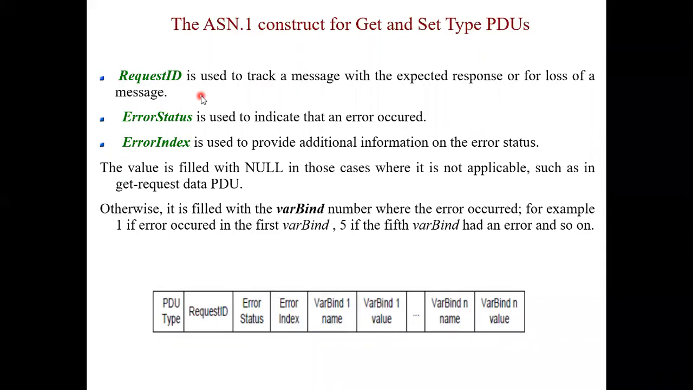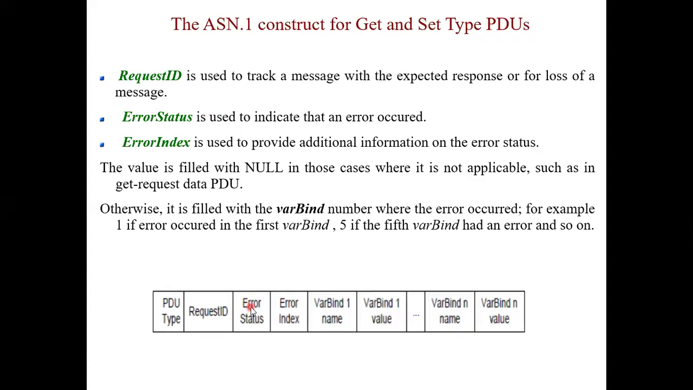I give it some number, then after some 1 hour I again ask for similar kind of data from the same object or from the same network element. So I give request number 1, request number 2. So then there is a request ID. What is the purpose of that request ID? It is used to track a message with the expected response or for a loss of message also.